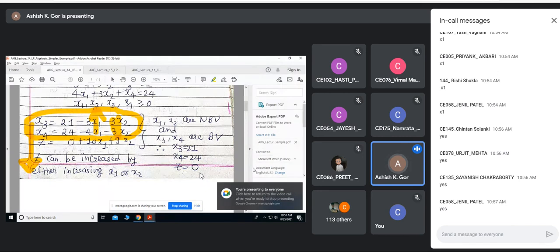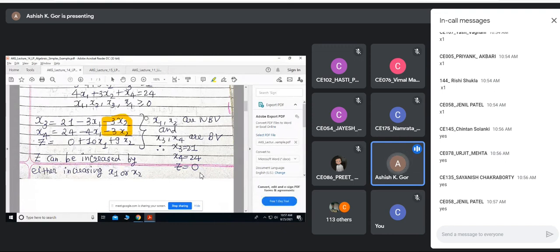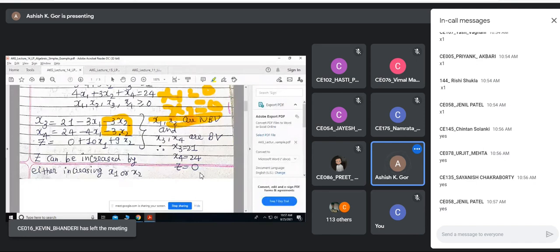That means, maximum how much can I increase? Assume x2 is 0. Right now x1 and x2 are non-basic, so initially x1 is 0 and x2 is 0. I decided to increase x1, so x2 is still 0 and I can ignore those terms. So I have these two expressions, 21 minus 3x1 and 24 minus 4x1.